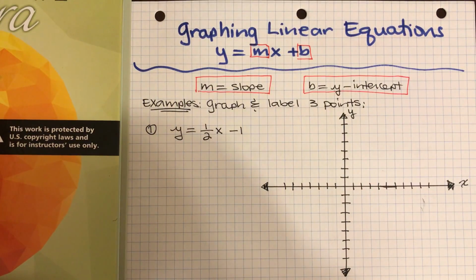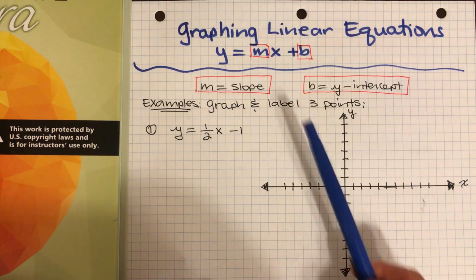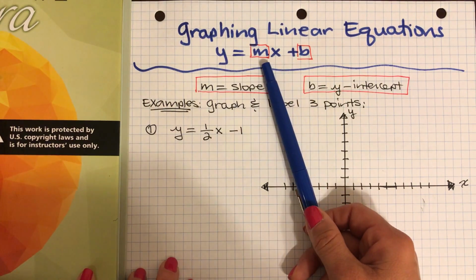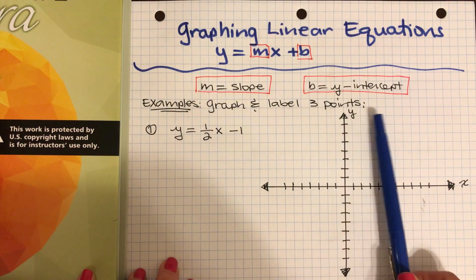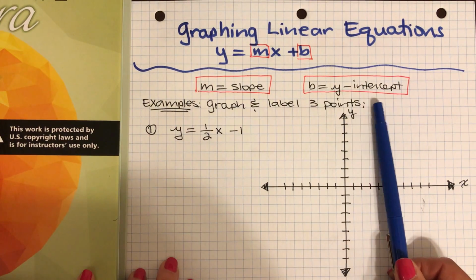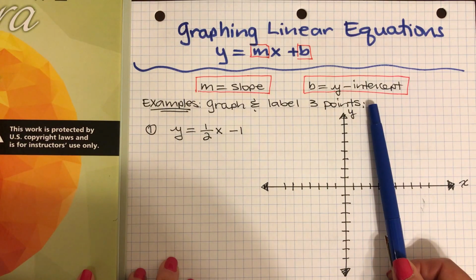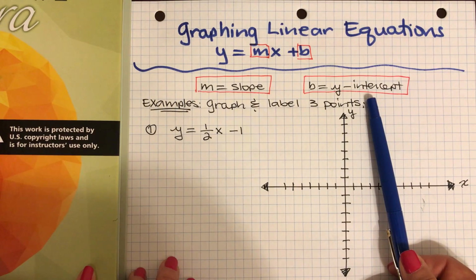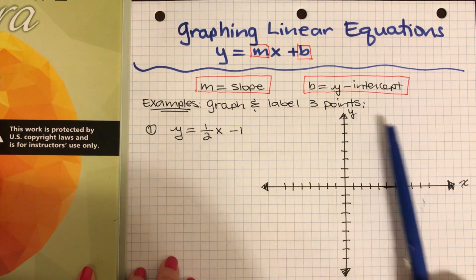For this video, we are going to review graphing linear equations in the form y equals mx plus b. Linear just means straight line. This is called slope-intercept form. We are going to use the slope, which is m, and our b value, which is the y-intercept, and those two will help us graph our line. It's faster to use the slope and the y-intercept rather than just choosing points.